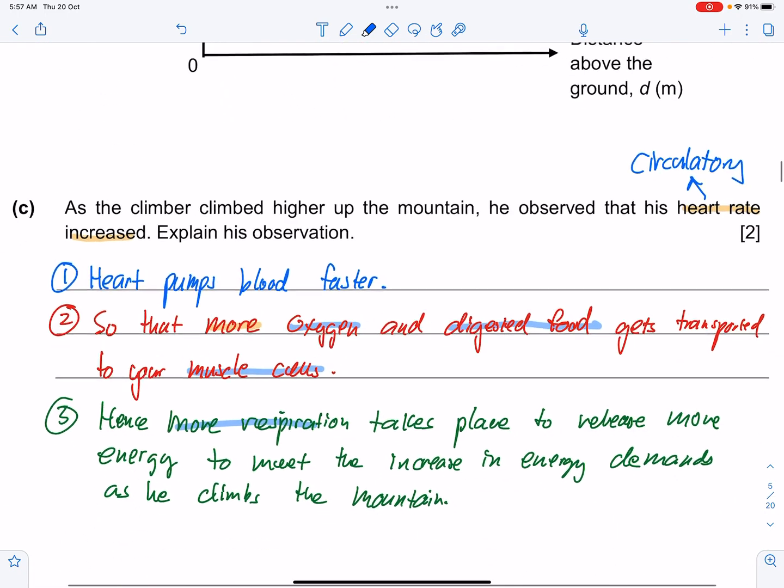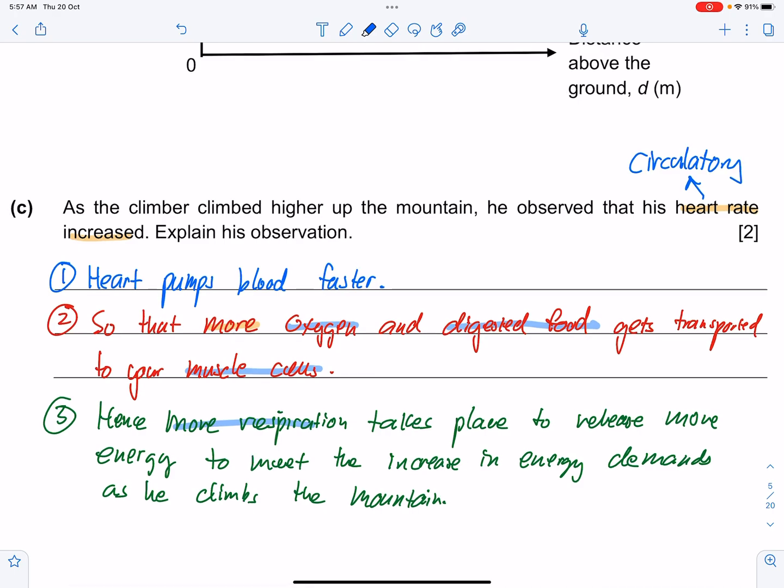So with more respiration, we will be able to release more energy from where? From your glucose to meet the increase in energy demands, right? Because when you are climbing, when you are doing exercise that is more vigorous, you're going to need more energy, right? That's what it means.